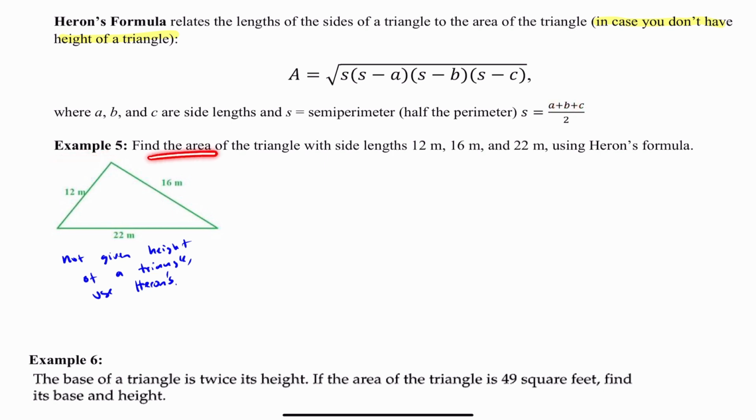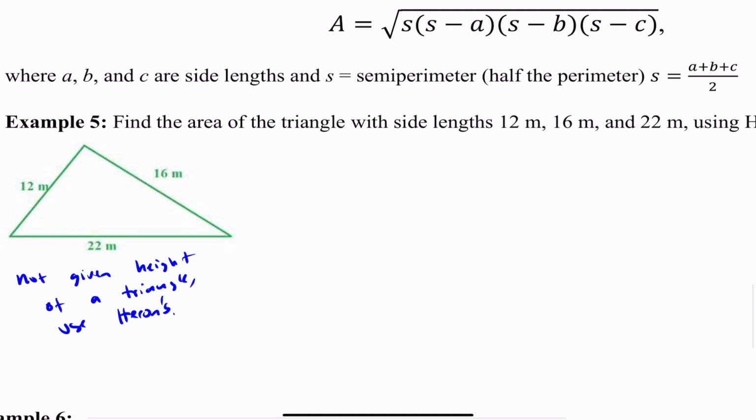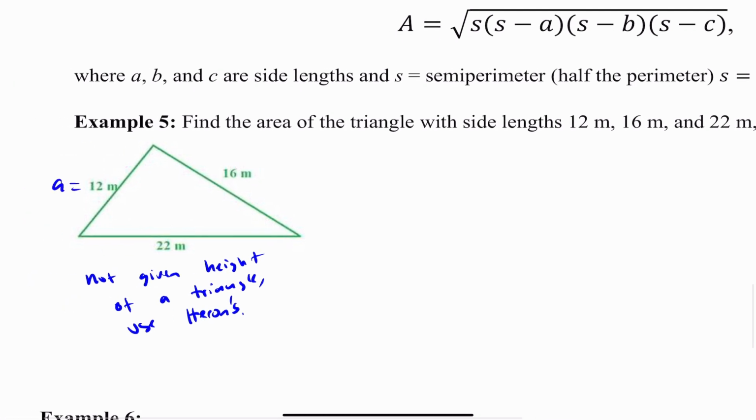Example 5. Find the area of a triangle with side lengths 12 meters, 16 meters, 22 meters using Heron's formula. Again, I have a triangle. I don't have the height. I have to use this formula. So when I'm doing this problem, the first thing that I need to do is figure out what my A, B, and C are. This is A, this is B, and this is C.